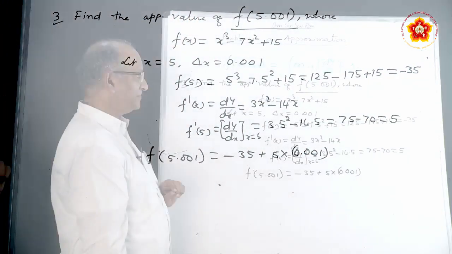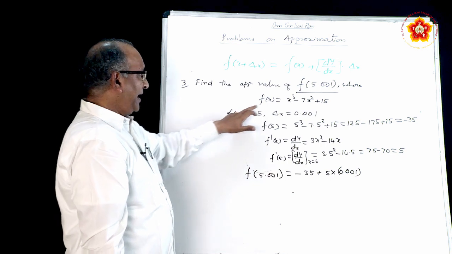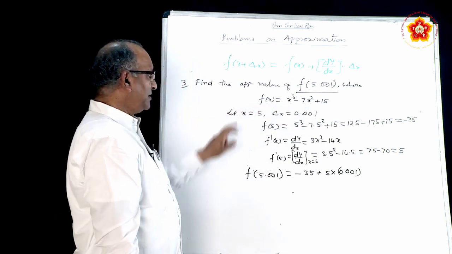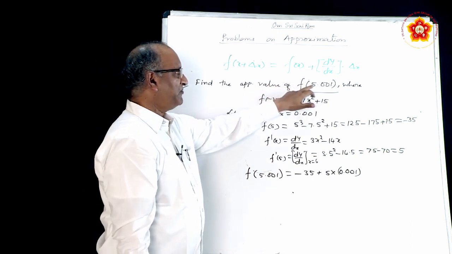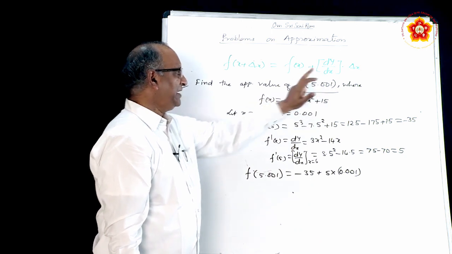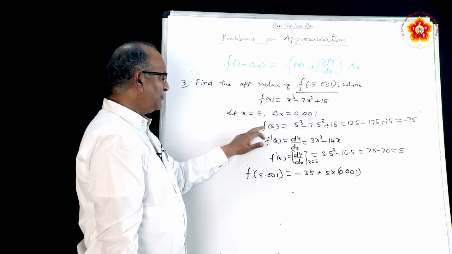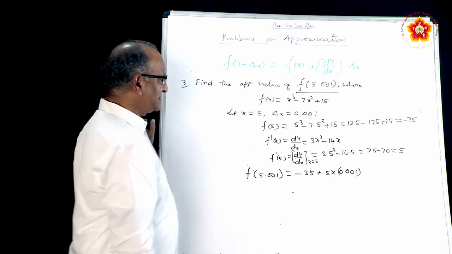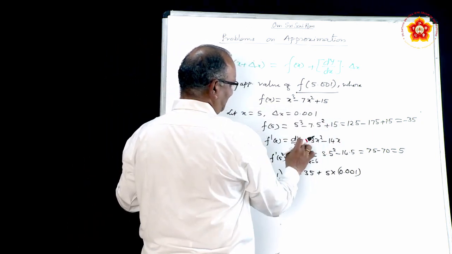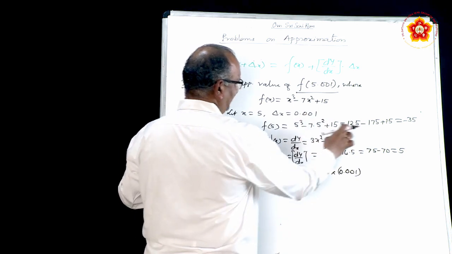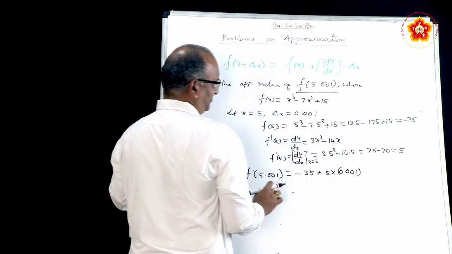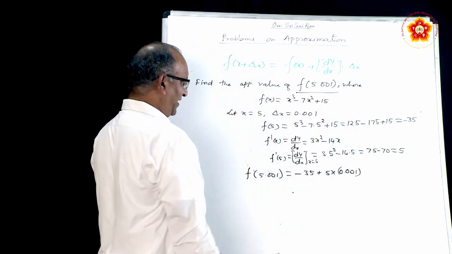Observe carefully. f(x) is given as x cubed minus 7x squared plus 15. We want to find out f(5.001). So, we said x should be 5, and the remaining should be delta x. We found f(5) by substituting x equal to 5: 5 cubed minus 7 into 5 squared plus 15. 7 times 25 is 175, 5 cubed is 125, plus 15, the answer is minus 35.